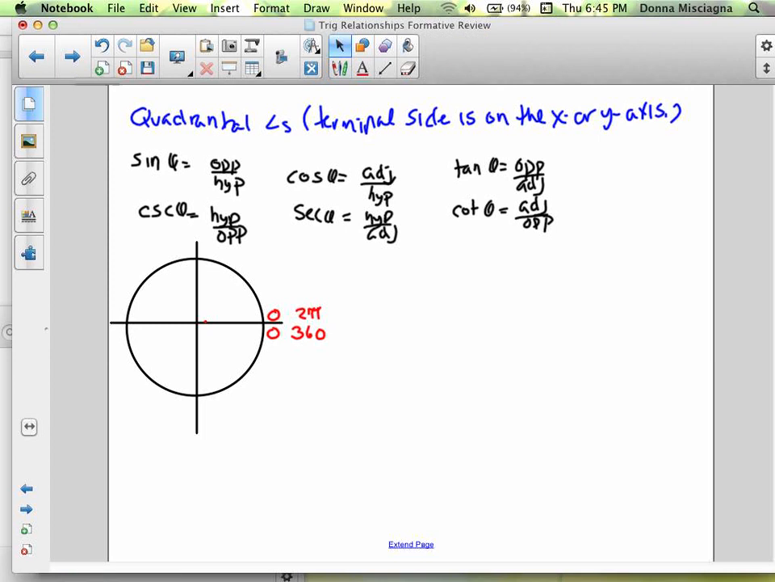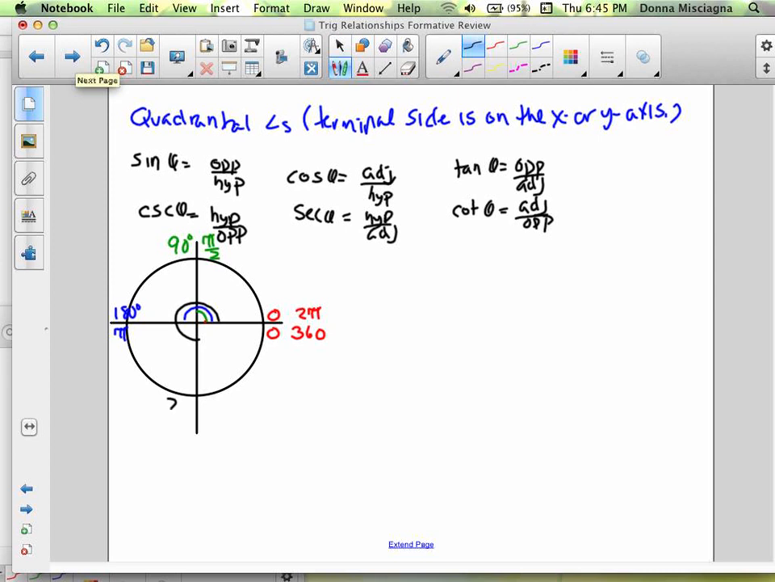Actually, I'll color code this. So that would be a quarter turn, right? And that is 90 degrees. In radians, that's pi halves radians. If we go half a turn, that is 180 degrees, or pi radians. If we go 3/4, that is 270 degrees, or 3 pi halves radians.